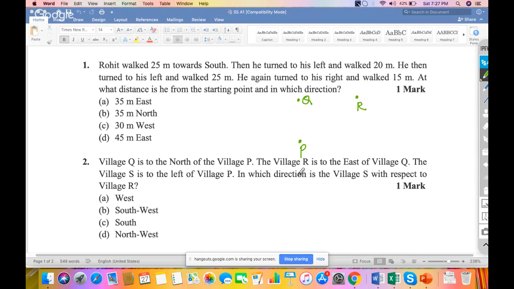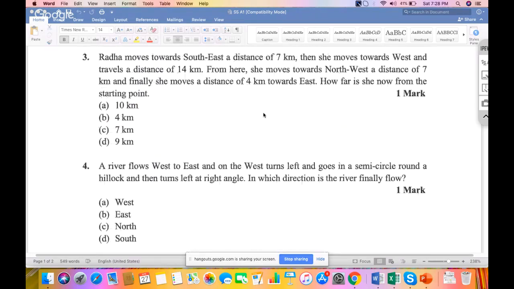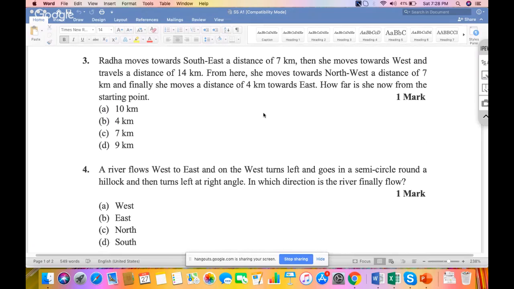The village S is to the left of village P. So village S would be here. In which direction village S with respect to village R? So which direction this is? This direction is southwest direction. That's why the answer is B. Now let's do another questions. Question number 3 and 4.